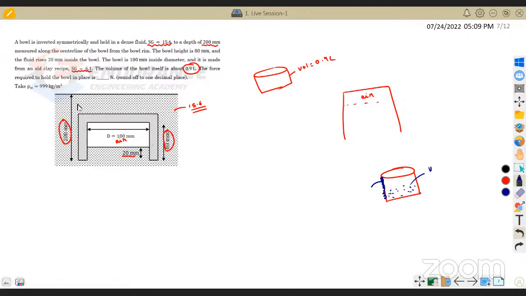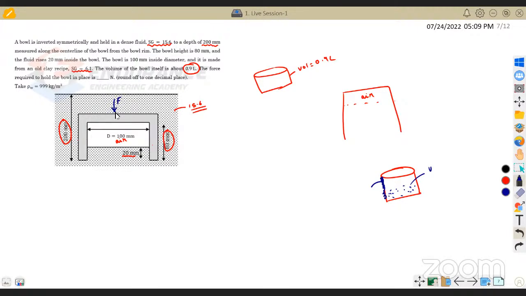The force required to hold the bowl in place. So what they are asking is very simple. I'm just keeping that bowl inside. What should be the force I need to apply in order to maintain the bowl in this position itself?